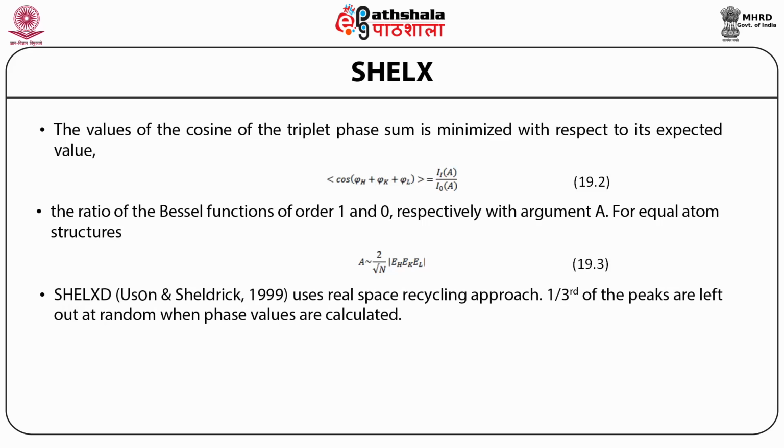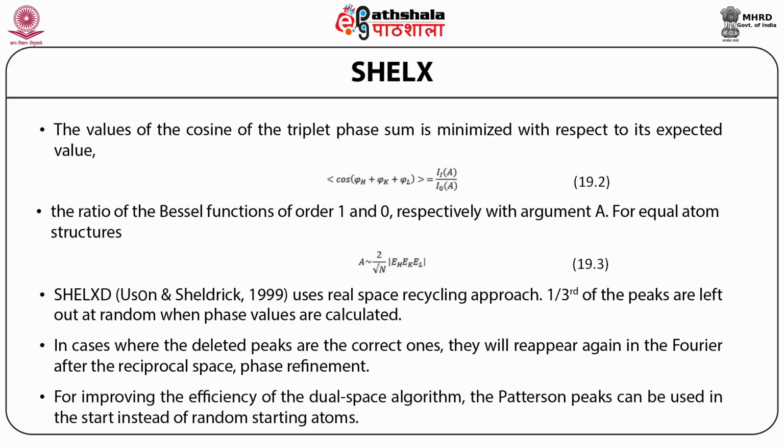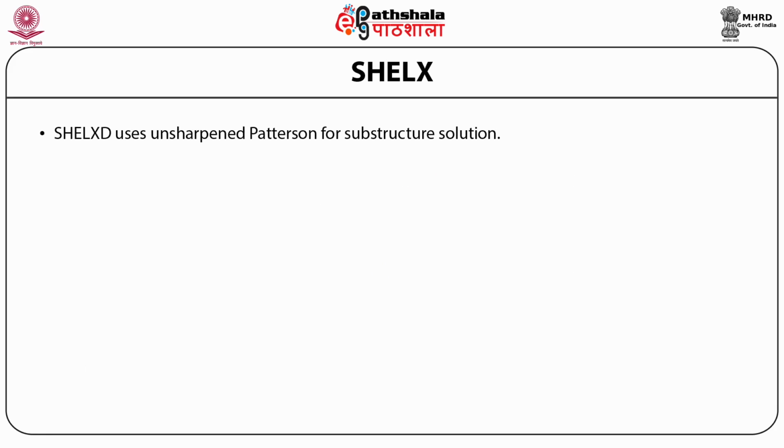Here, both electron density modification is done in real space and phase value refinement is done in reciprocal space. In cases where the deleted peaks are the correct ones, they will reappear again in the Fourier after the reciprocal space phase refinement. For improving the efficiency of the dual space algorithm, the Patterson peaks can be used at the start instead of random starting atoms. SHELXD uses unsharpened Patterson for substructure solution.